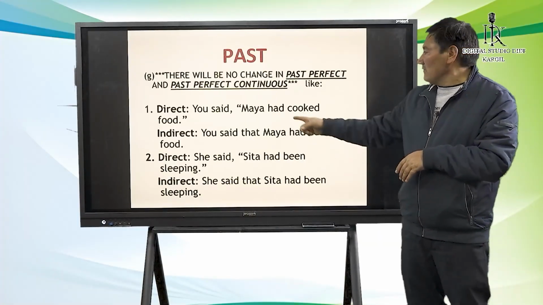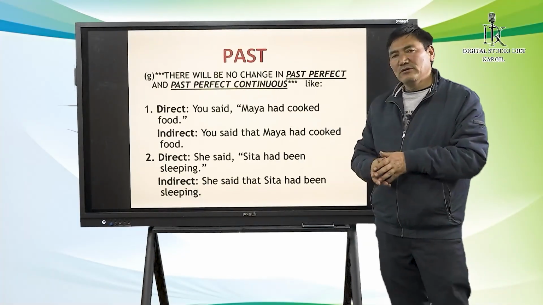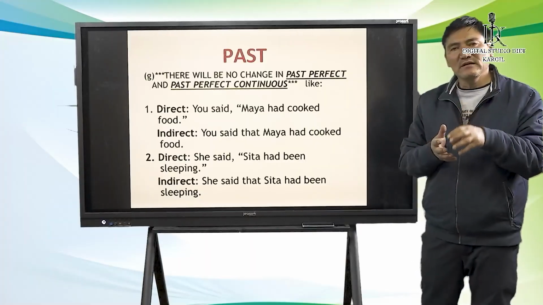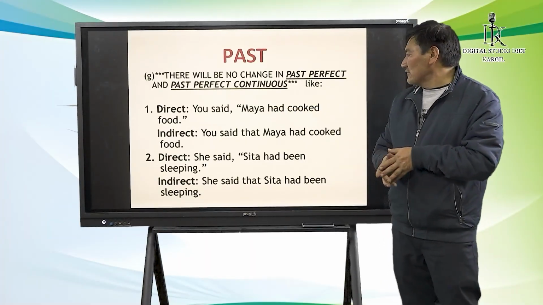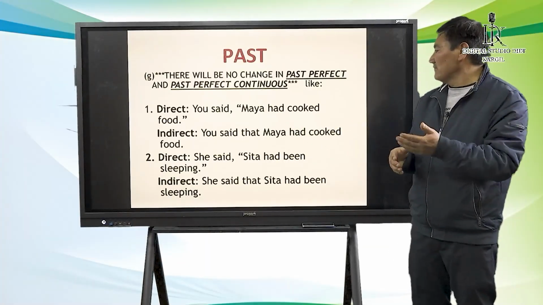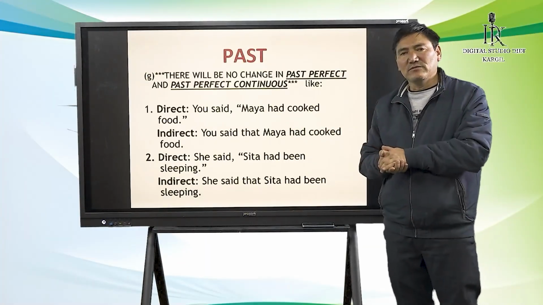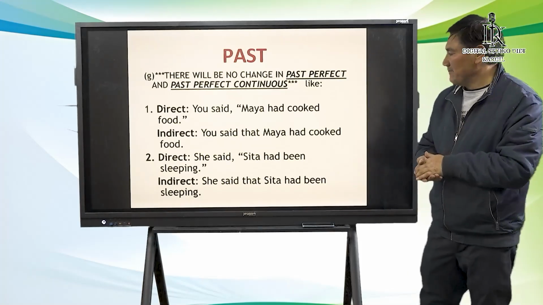Okay. For example, "Maya had cooked food." That is in the past perfect tense. You said Maya had cooked food. You said that Maya had cooked food. Had cooked food will remain had cooked food. There will be no change.